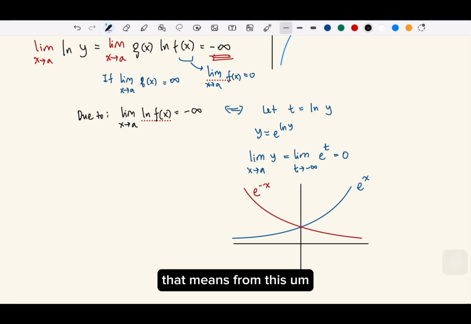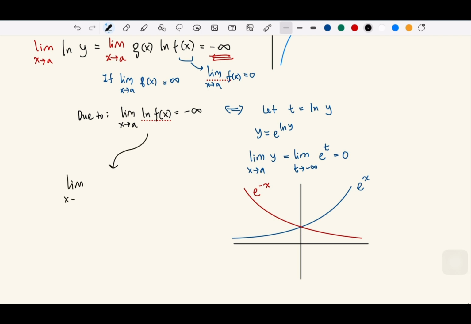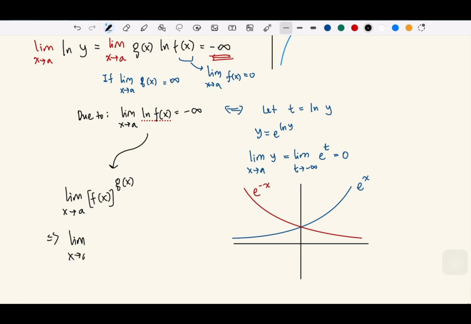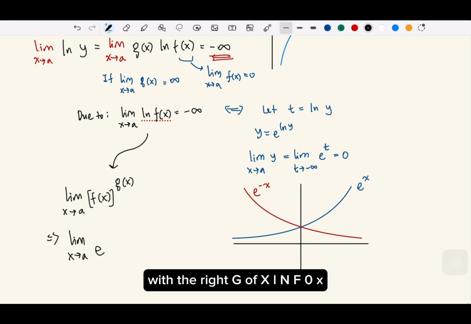So from this concept, we can write that the limit of f of x with power of g of x will be equal to the limit of e to the power of g of x ln f of x.